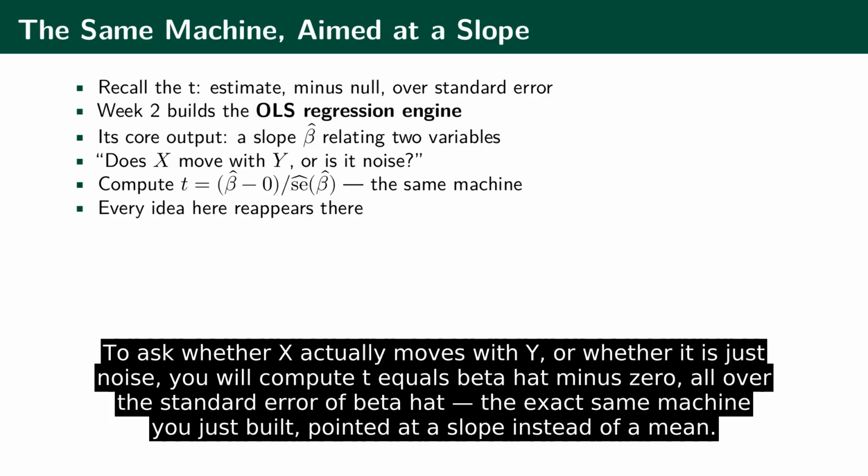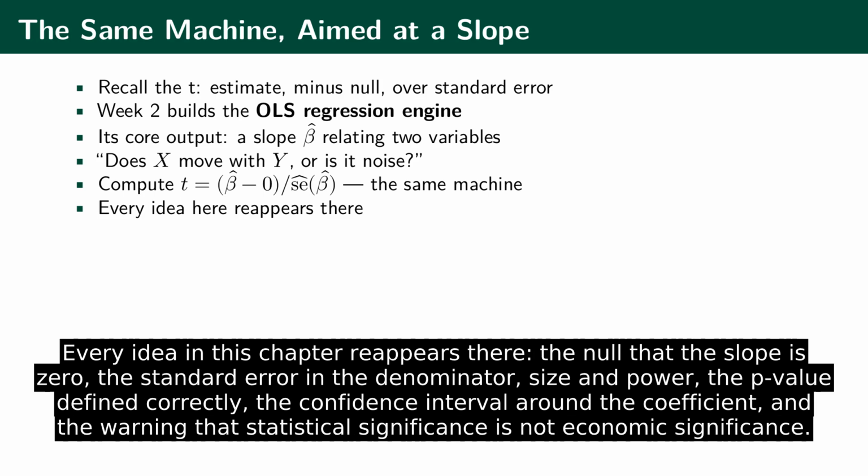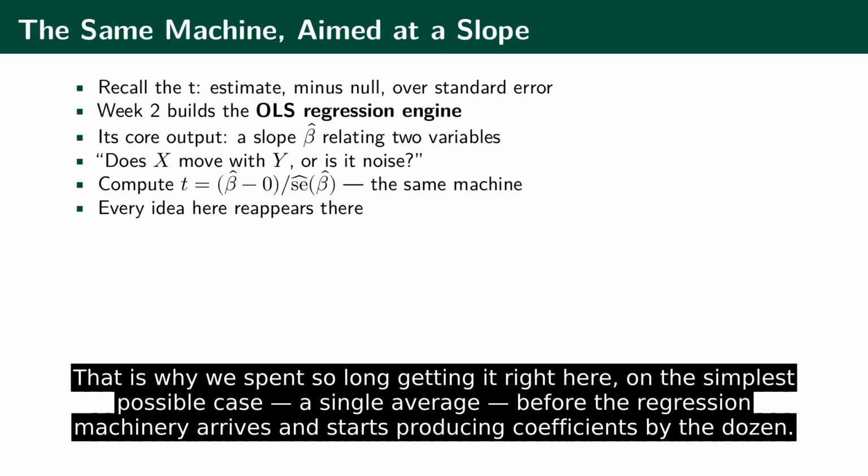Every idea in this chapter reappears there. The null, that the slope is 0, the standard error in the denominator, size and power, the p-value defined correctly, the confidence interval around the coefficient, and the warning that statistical significance is not economic significance. That is why we spent so long getting it right here on the simplest possible case, a single average. Before the regression machinery arrives and starts producing coefficients by the dozen.